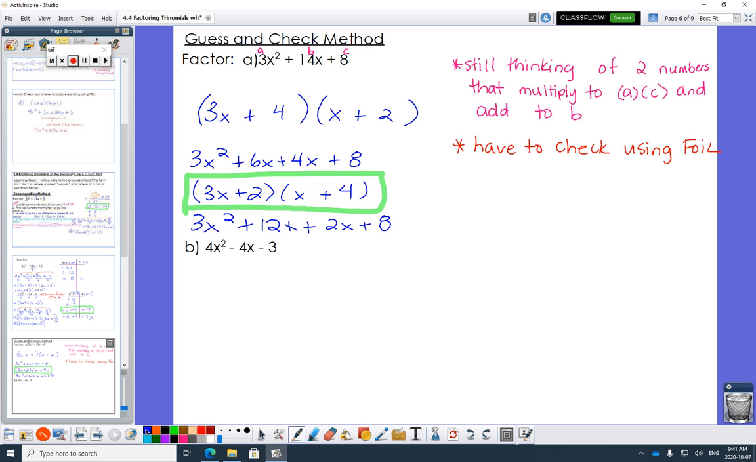So now this one is a little bit tougher because 4 could be 4 and 1, or 2 and 2. Yes, I just cheated. I didn't finish.